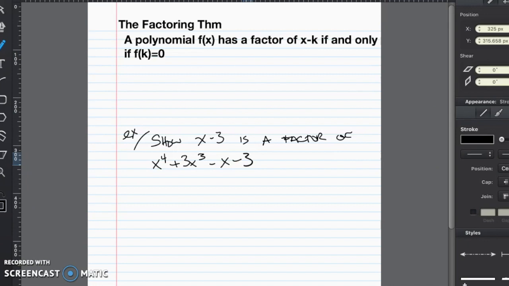Okay, this is a good theorem to have, and when you think about it, it's kind of on the verge of common sense, in the sense that if we're looking for factors, we're looking for things that divide evenly, and we're also looking for x-intercepts, right? So if we set this thing equal to 0, it should come up with these factors, right?